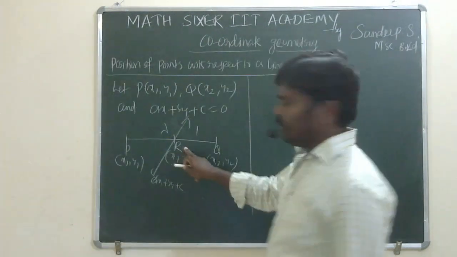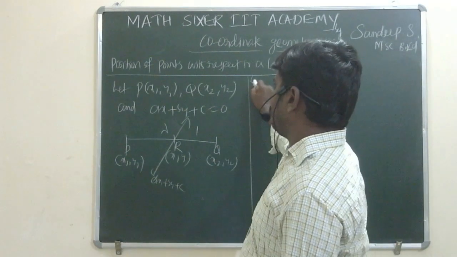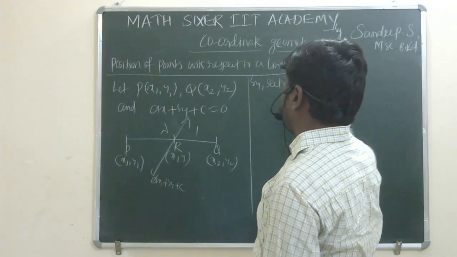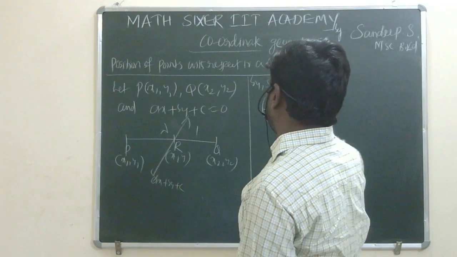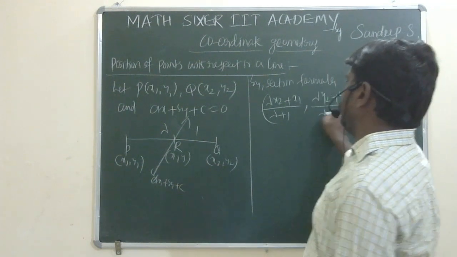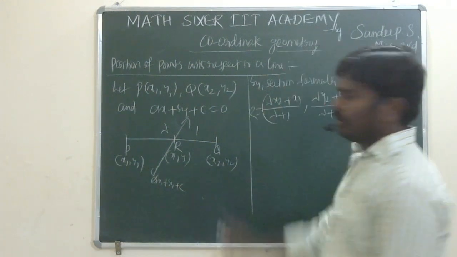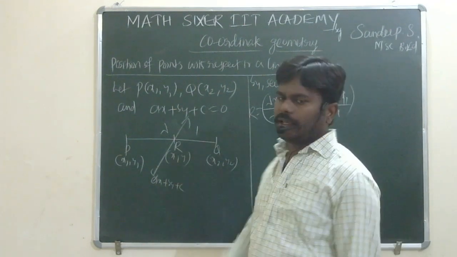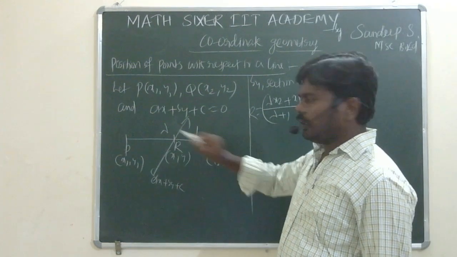Here we use the section formula to find the R value. According to the section formula, we can write R as (lambda x2 + x1)/(lambda + 1), (lambda y2 + y1)/(lambda + 1). So this is the point R. But this R is a common point to the line segment PQ and also the straight line ax + by + c = 0. That means this equation is satisfied by the point.